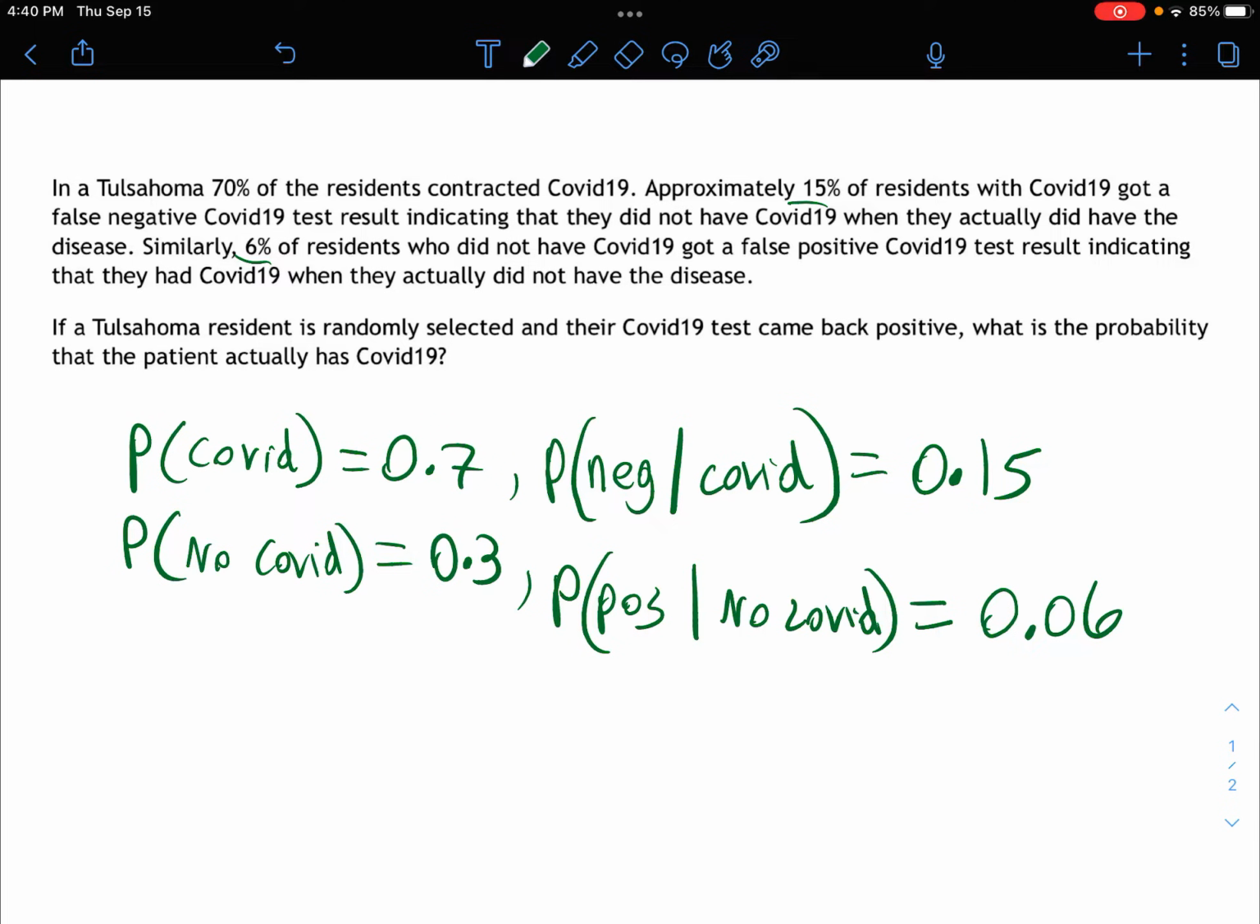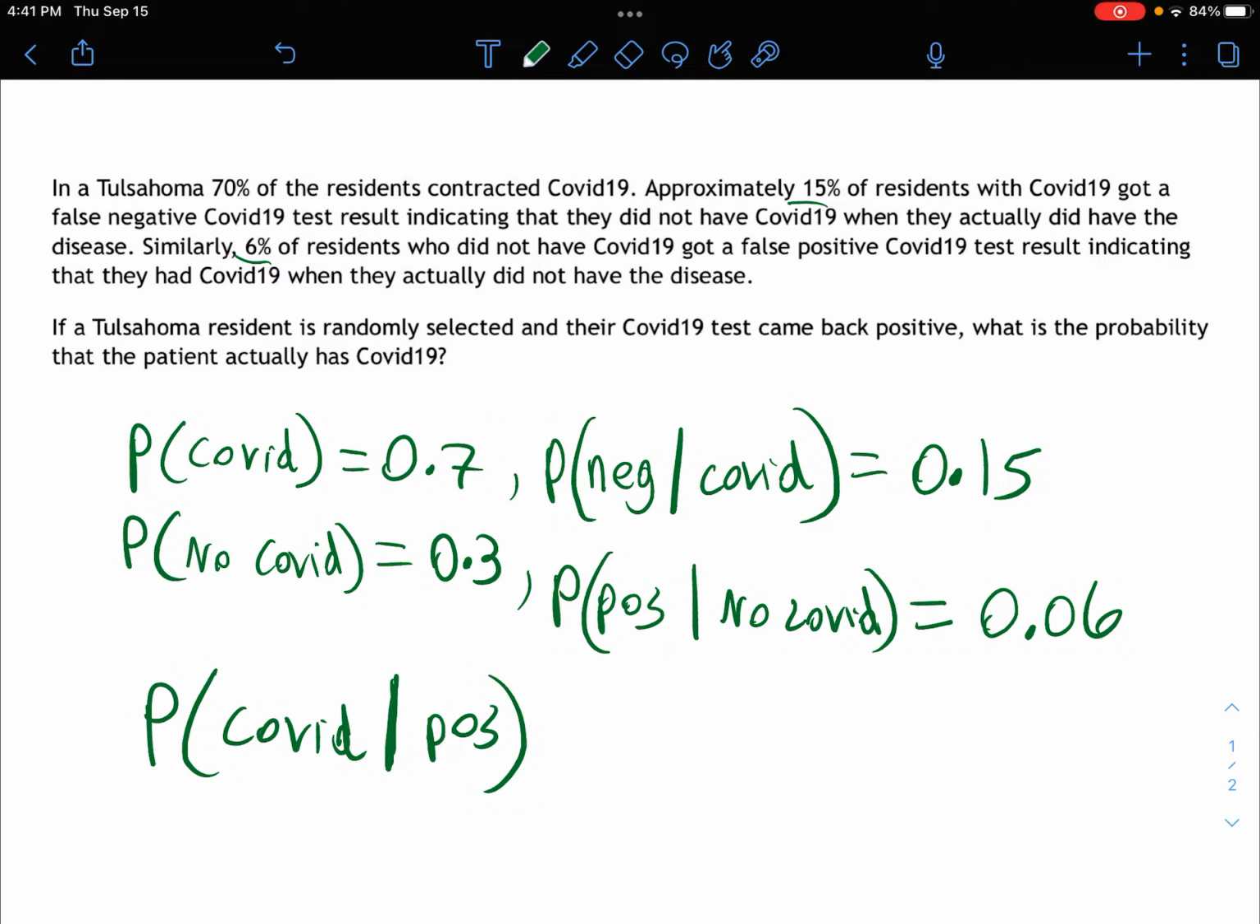Okay, the question that we're being asked is if a Tulsa, Oklahoma resident is randomly selected and their COVID-19 test came back positive, so we have a condition, we already know that the test is positive. What is the probability that the patient actually has COVID-19? So they're asking us to find the probability that the patient has COVID-19 given that we already know that they tested positive.